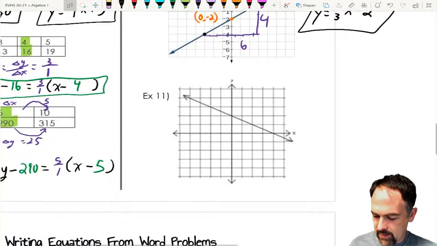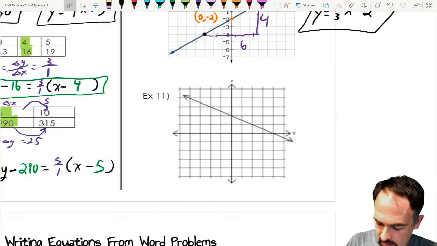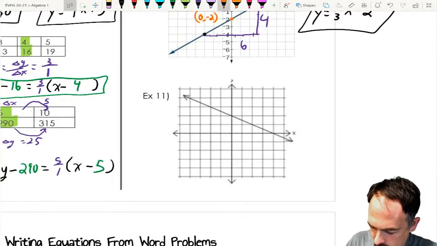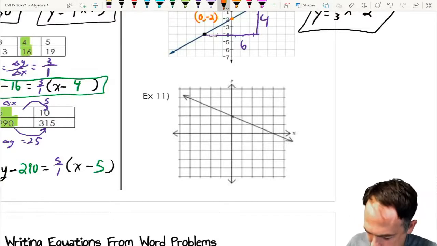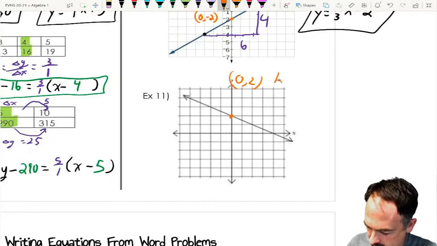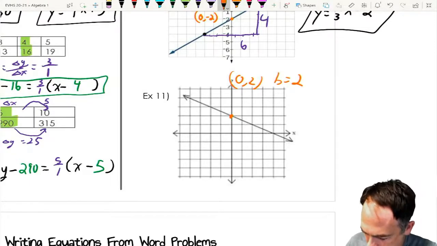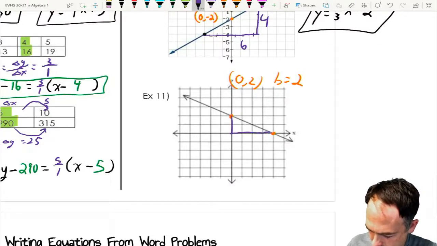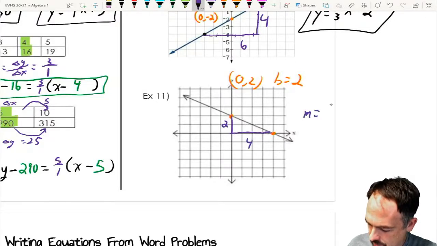All right, number 11. Now, no points are labeled for me on here. I can see that this is my y-intercept right here. This one's going to be 0, 2, so the b value is 2. Looks like I've got another point here, the x-intercept. So I'm going to use a rise of 2 and a run of 4, meaning that my slope is 2 over 4, rise over run.